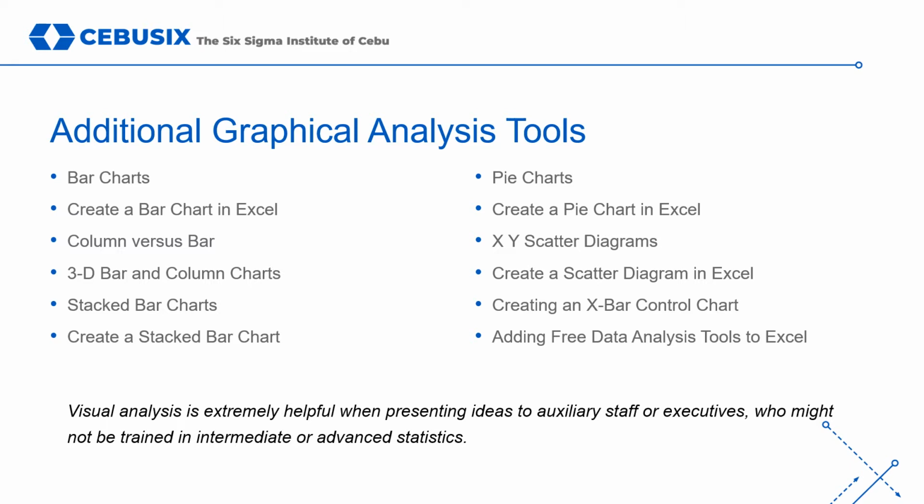Visual depictions are tools that make it easier for Six Sigma professionals or sponsors to retell the story to others, which can be helpful for training, building cultural buy-in for process change, or even resource requests. In this section, we will discuss additional graphical analysis tools, including bar charts and pie charts. We will also take a look at scatter diagrams and how to create them in Excel, as well as how to manually create an X-bar chart using Excel.